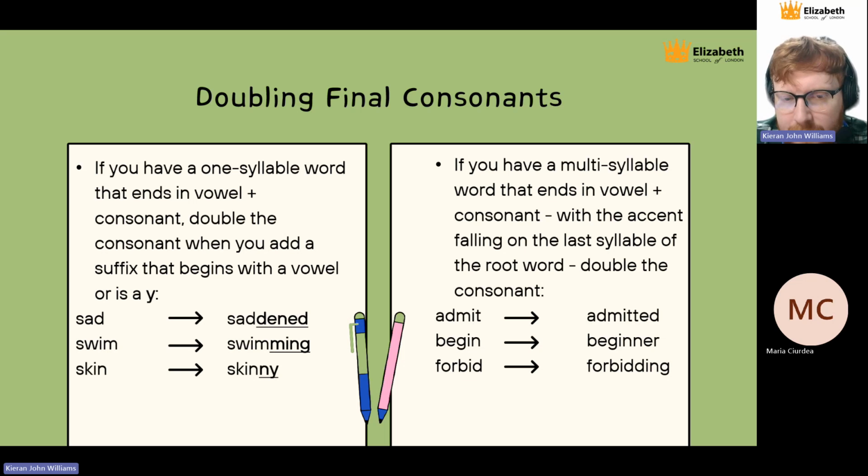Again, in a similar situation, if it is a multi-syllable word, so it has 2 or 3 or 4 or 5, however many syllables, and then still it has a vowel and a consonant. Okay, so here, like admit, we've got vowel consonant, begin, vowel consonant, forbid, vowel consonant. So if that's how it's set up, it's a multi-syllable word, it has a vowel consonant at the end, and the stress is on the last syllable of the word. So admit, begin, forbid. If it follows all of those rules, then again, we double the letter.